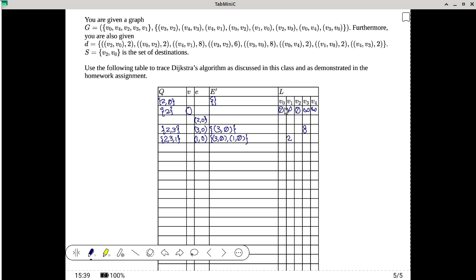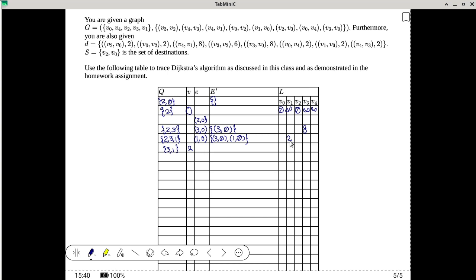So this time we cannot just pick anything from the set Q, because we have 3 different vertices and they have different L values. L of V2 is a 0, L of V3 is an 8, L of V1 is a 2. We have to pick the one that is the shortest, because that's why we call this a greedy algorithm or optimistic algorithm. So that turns out to be vertex 2. So we pick 2 out, and then the set only has 3, 1 left here.